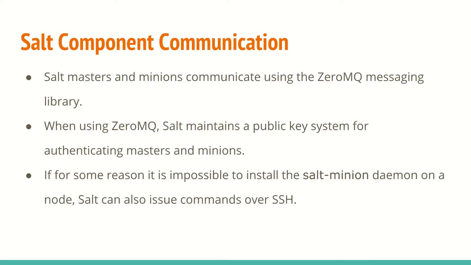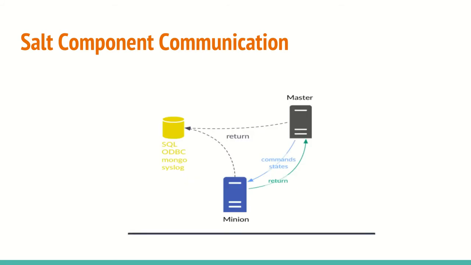The communication in the Salt system happens through the 0MQ messaging library. This is a very rapid and fast method, and when using the 0MQ, the Salt maintains a public key system for authenticating masters and minions. And if it is not possible to install the Salt minion on a node, Salt can also issue commands over SSH. So this is a simple communication where the master is providing the command states to the minions, and upon execution it returns the state to the master.